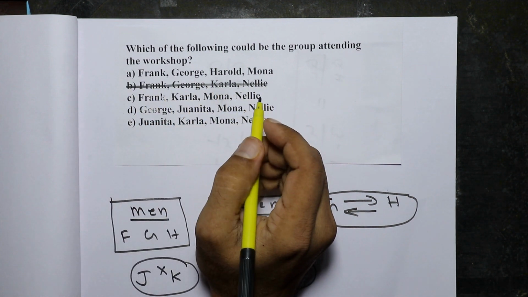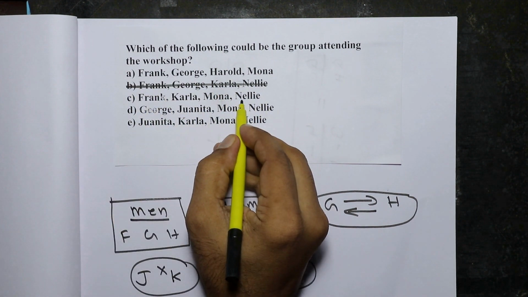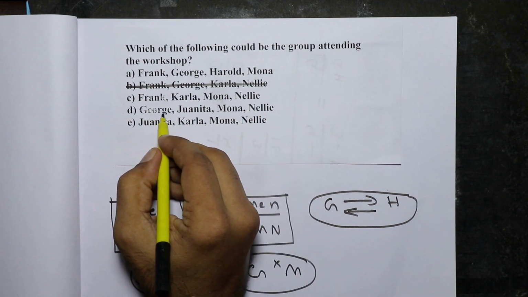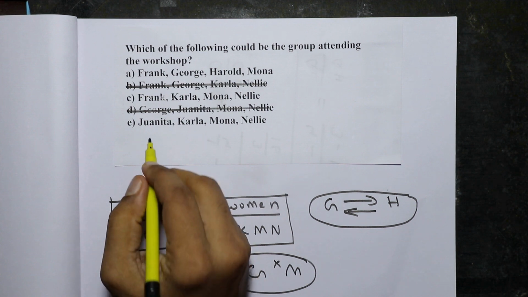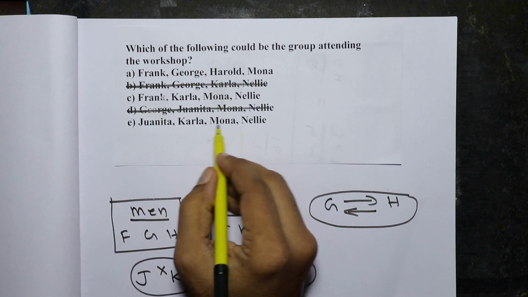So we can eliminate that. Here neither G nor H is there, that is okay. Here G is there but H is not there. So D can be eliminated. Here neither G nor H is there, that is okay.